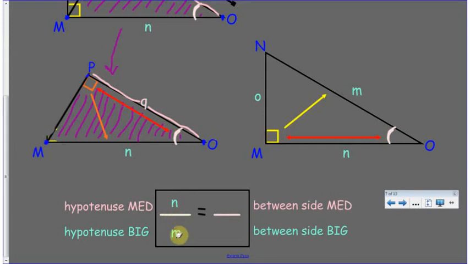There's our first set of corresponding sides. Now we're going to look at the between side, between the two angles that we know. In the medium triangle, between the right angle and angle O is side Q. And in the big triangle, between the right angle and angle O is side N. So this equals this. We're going to save that and use that in just a minute.